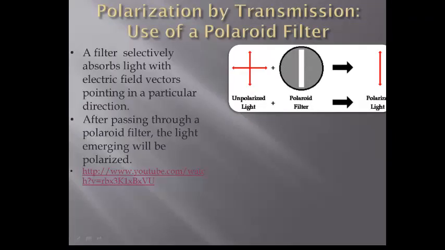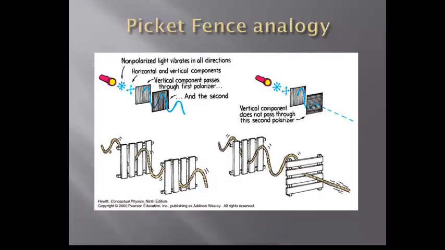Okay, so when we polarize by transmission, again we're passing light through the filter. A good example of thinking about polarizing by transmission is thinking about a picket fence analogy. So we start, light leaves our source in a perfectly non-polarized fashion. In other words, it vibrates in all directions. This first filter is only going to allow those light waves that are traveling vertically to go through. If I add a second filter, it's also only allowing those vertical light rays to go through.